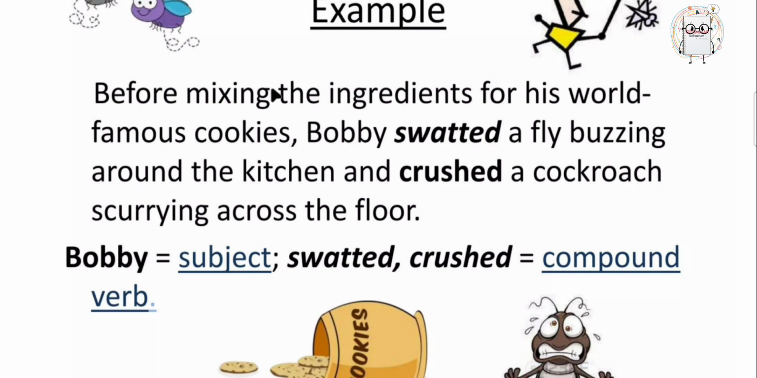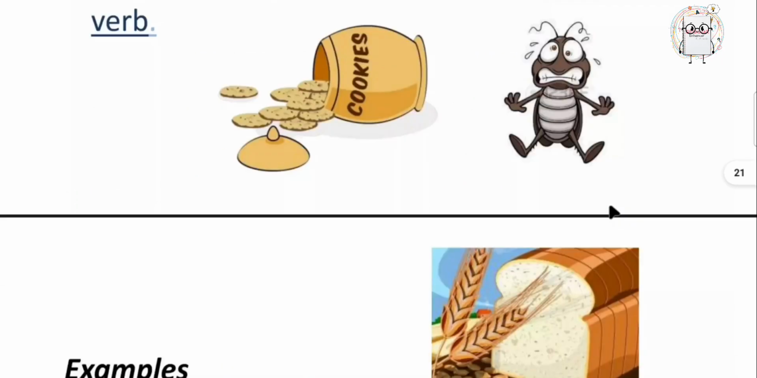Examples: before mixing the ingredients for his world famous cookies, Bobby swatted a fly buzzing around the kitchen and crushed a cockroach scurrying across the floor. Bobby is the subject here. Swatted and crushed are the compound verbs.